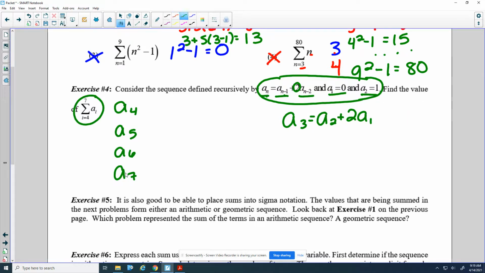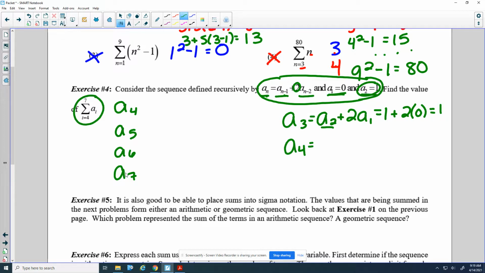Just going to move this out of the way. So a sub 2 is 1, right? So I'm plugging in a 1 here, plus 2, a sub 1 is 0. So that also equals 1. So I'm going to write one more time. I'm going to write that whole thing out.